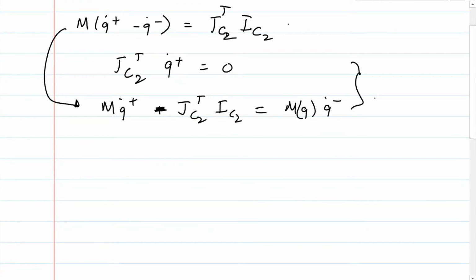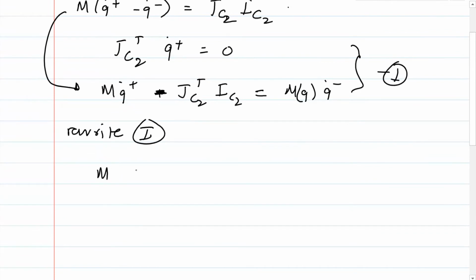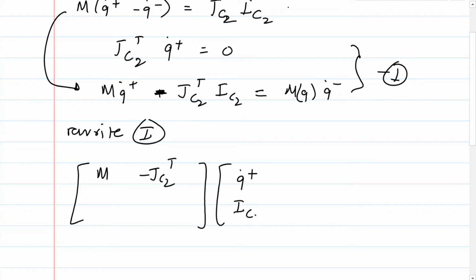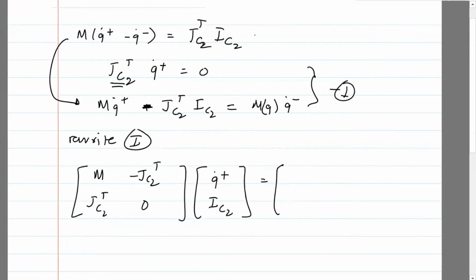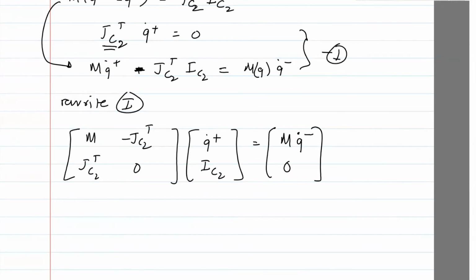So now I can rewrite one as the matrix M, minus JC2 transpose, times q dot positive and IC2, and then the second row will have JC2 transpose, and since there's nothing for the impulse, it will be 0, equals M q dot negative and 0. Okay, so this is the equation for Footstrike.